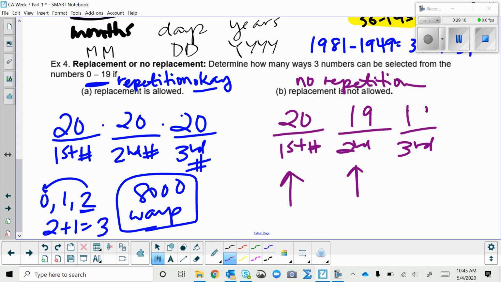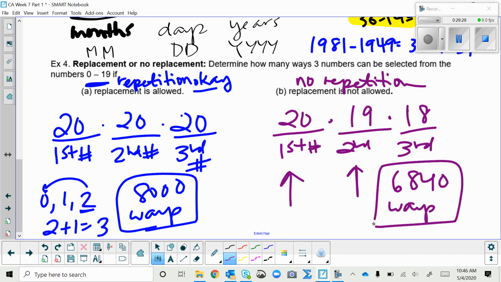18. You can see how that's starting to look kind of like a factorial, which we talked about at the beginning of the lesson, right? And then we multiply those together. 20 times 19 times 18, there are 6,840 ways that 3 numbers can be chosen from 0 to 19 when no repetition is allowed.